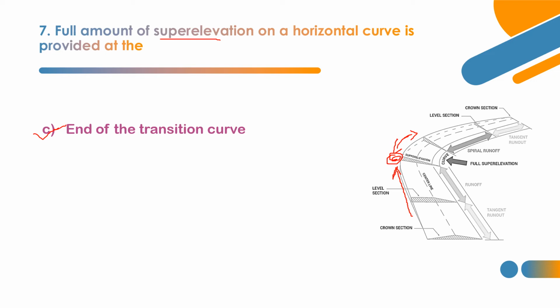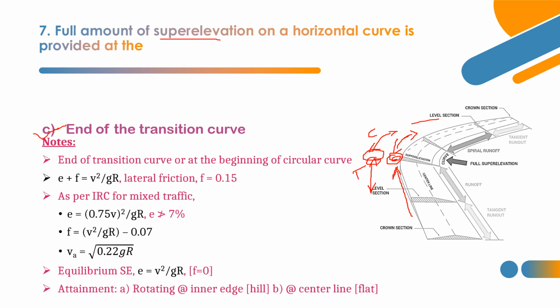That means actually this is the circular curve and these are the transition curves. This is transition, this is circular. So at the end of the transition, or we can say at the beginning of the circular curve, super elevation is provided in full amount. Now let's see more about super elevation and its calculation.